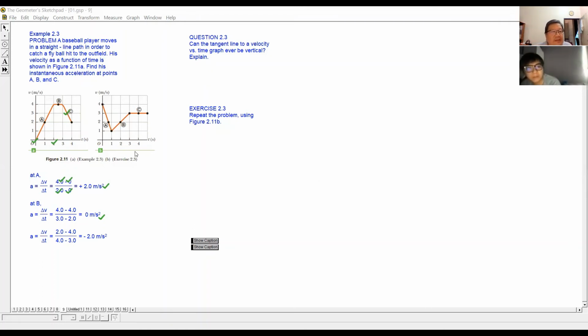Now, for this one, the second graph, graph B, can you find the acceleration for part A, part B, and part C on your own? Then you tell me what's the answer. The answer is hidden here. Can you find it on your own? Let's try part A first. Try to find the acceleration for part A using this formula here.